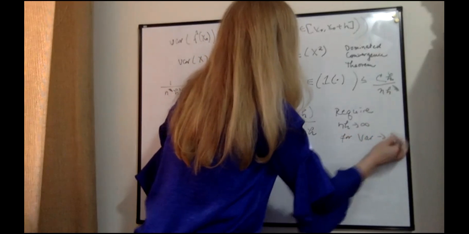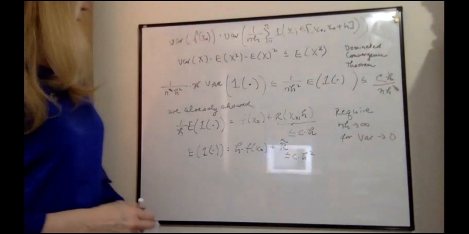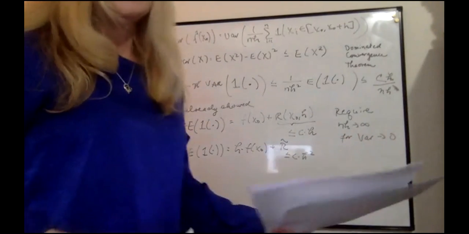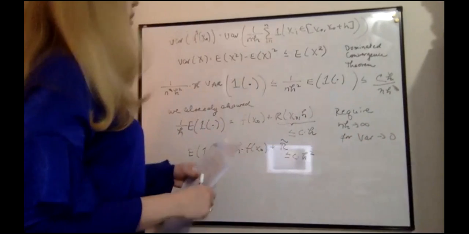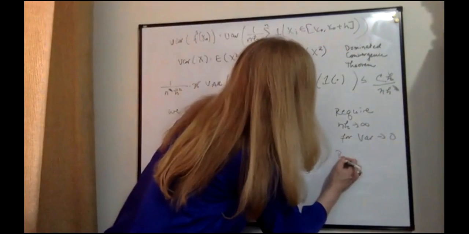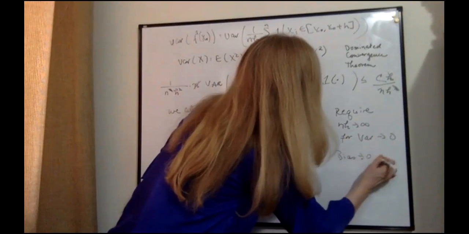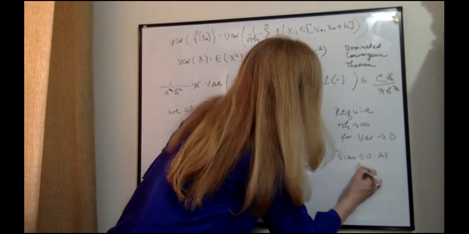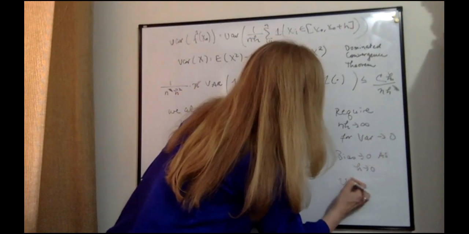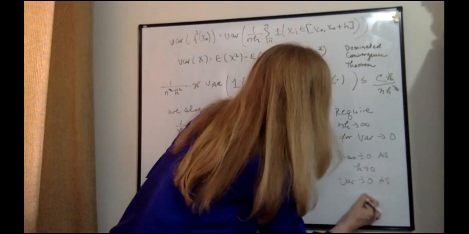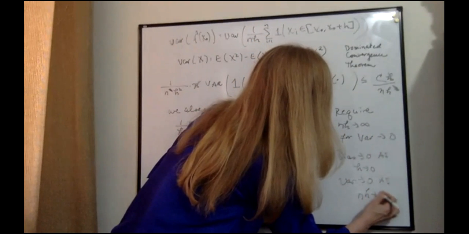Okay, so that's everything for consistency. We showed that there are two requirements. The bias goes to 0 as h goes to 0, and the variance shrinks to 0 as nh goes to infinity.